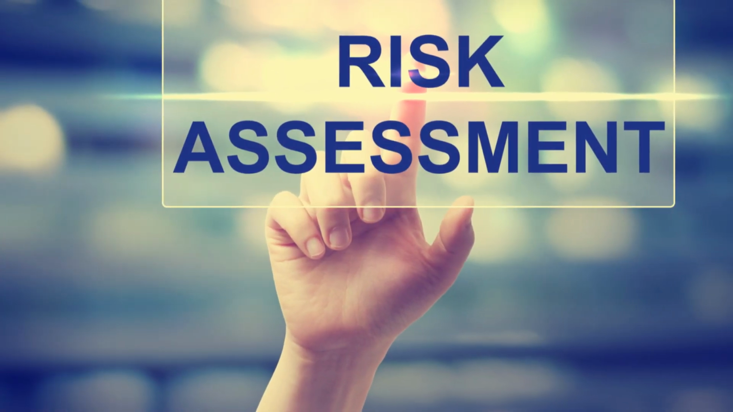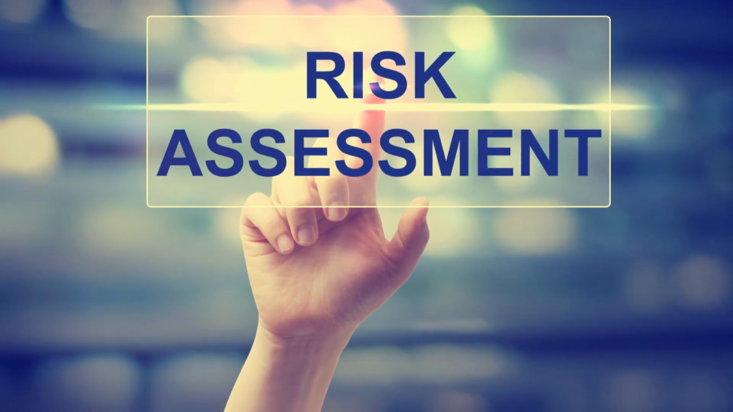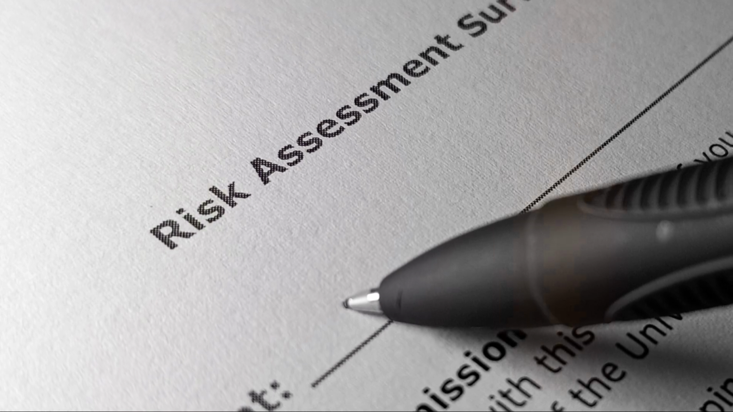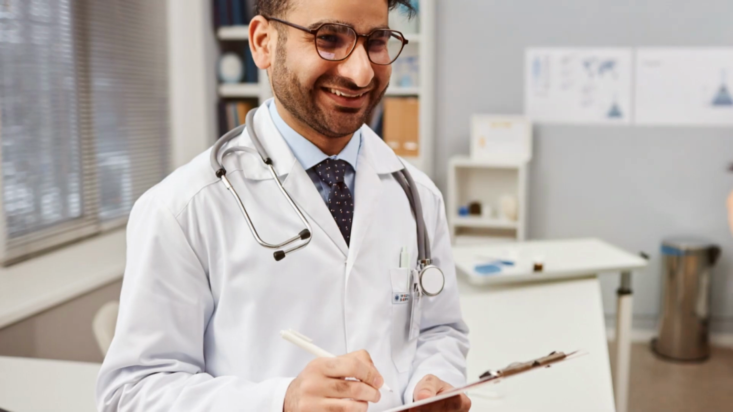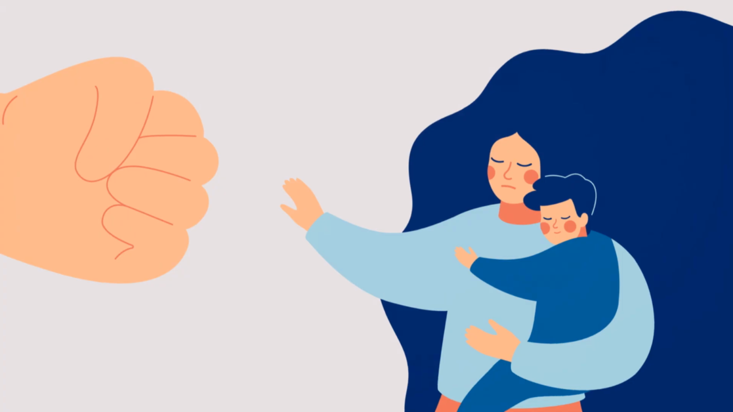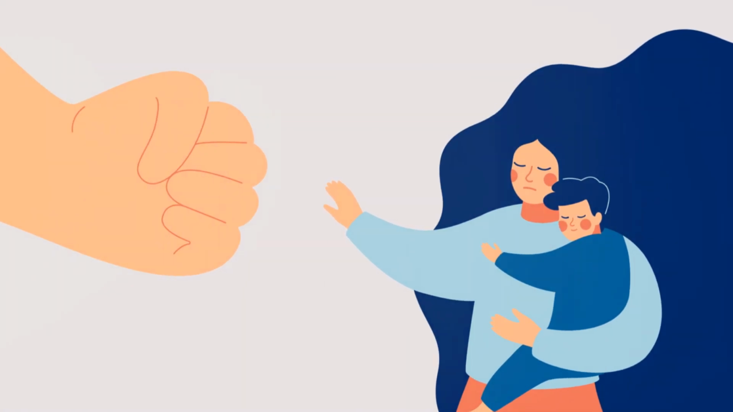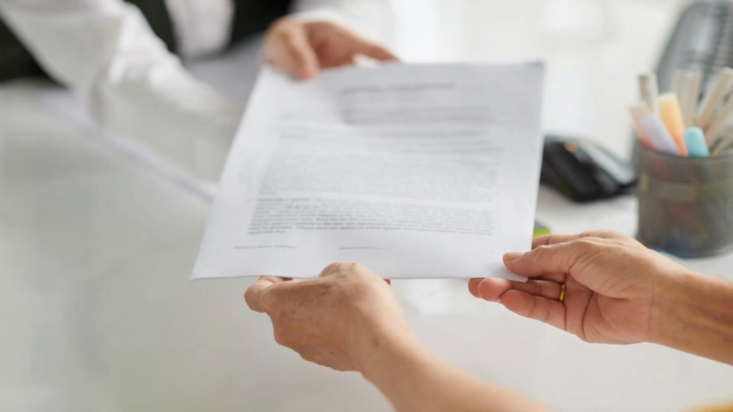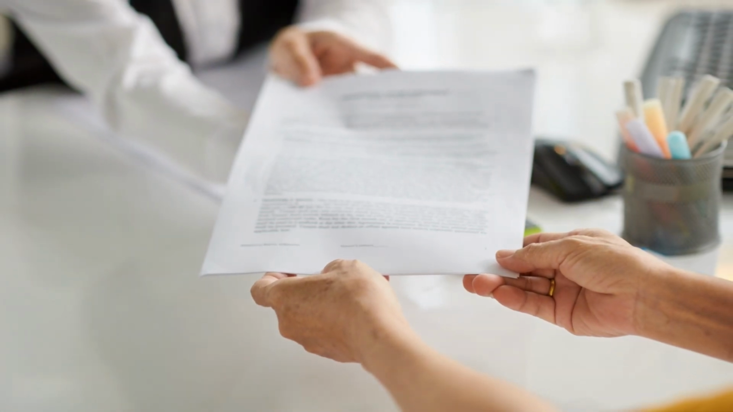Each factor is scored, and the cumulative score determines the risk level: low, moderate, high, or very high. The higher the score, the greater the likelihood of future CPS involvement, which can lead to more intensive interventions. These interventions may include mandatory services, increased monitoring, or even removal of the child from the home.